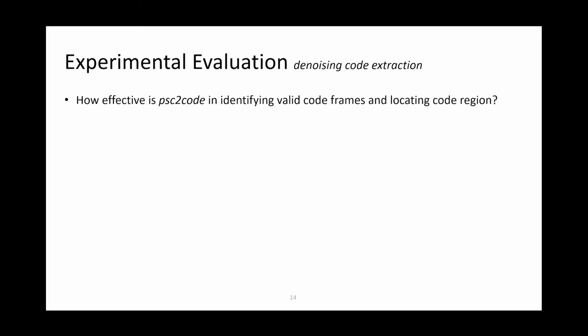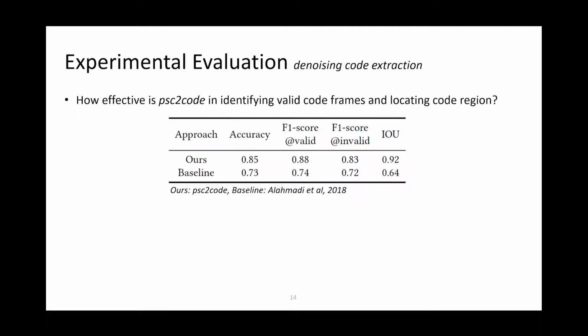So now let's ask, how effective is psc2code in identifying valid code frames and locating the code region? This table shows the comparison results between psc2code and the baseline. This column is the accuracy for valid frames identification. These 2 columns are F1 scores for identifying valid and invalid frames respectively. The last column shows the IOU for the predicted code region bounding box.